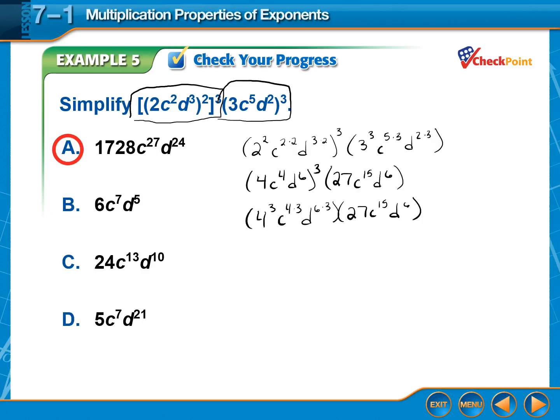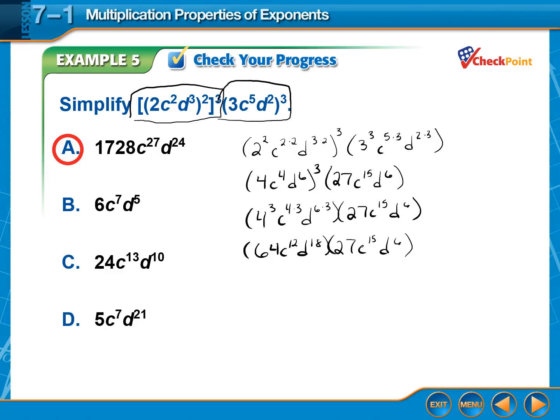And so 4 to the third power, I know 4 times 4 is 16. 16 times 4 is 64. c, if I multiply 4 times 3, it's 12. d, 6 times 3 is 18. And multiply by 27, c to the 15th, d to the 6th.